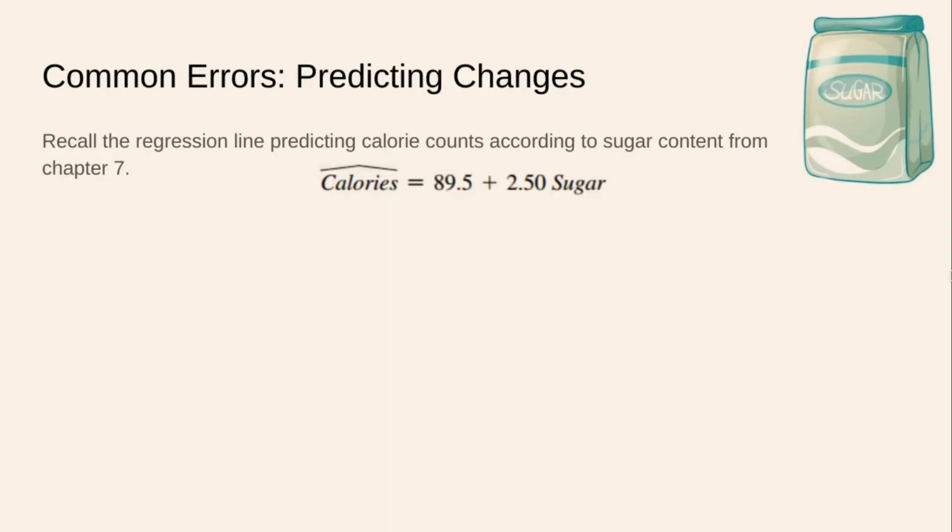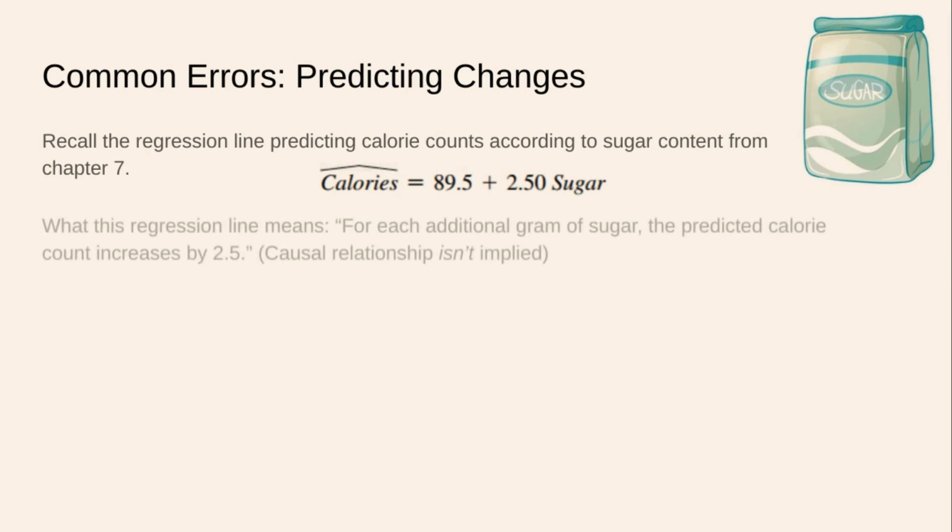That brings us to our next common error, predicting changes using a regression line irresponsibly. Recall the regression line predicting calorie counts according to sugar content from Chapter 7. Here's what this regression line means, specifically in regards to the slope of the regression line. It means for each additional gram of sugar, the predicted calorie count increases by 2.5. That's what the slope does.